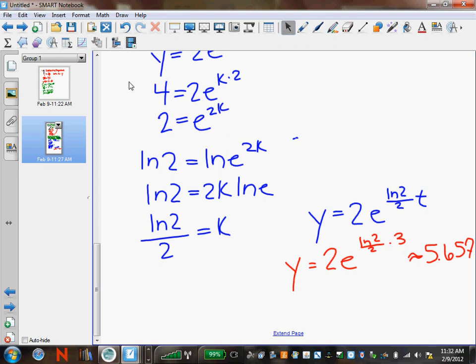I'd like for you to try a couple separation of variable problems. So on page 418, do numbers 1 and 5.